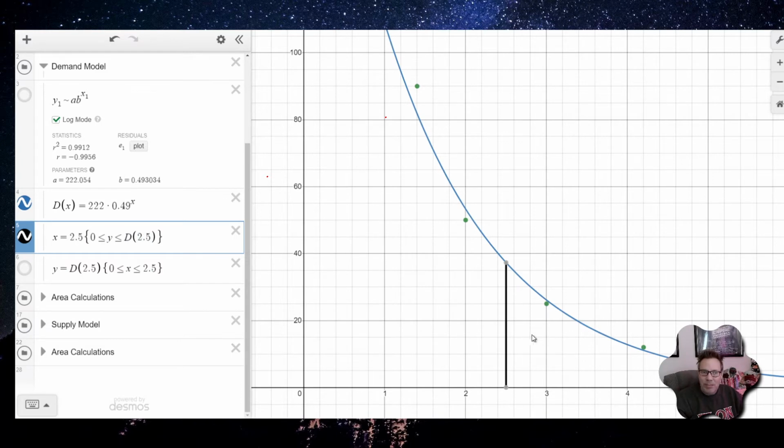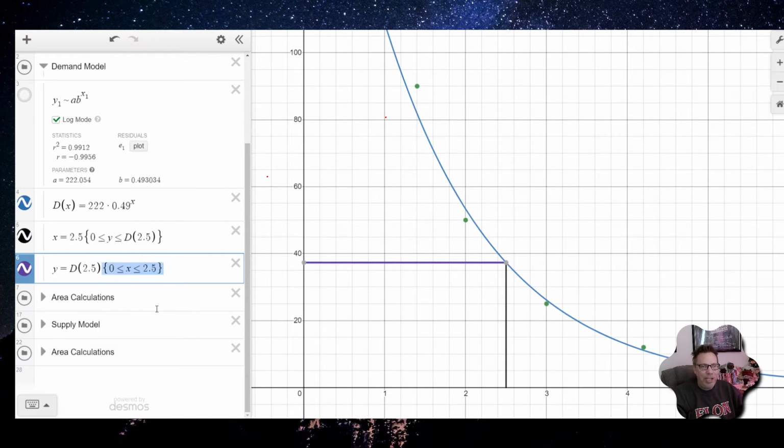So if I enable this, I'm going to get that line. Now, this point right here, x is equal to 2.5, and d of 2.5 is about 37.31. Now, this horizontal line, I haven't put it in yet. I know this horizontal line has a height of d of 2.5, but x is only going to travel from the y-axis to 2.5. So this may look a little more complicated than I've done in the past, but it's just to get these two little line segments.